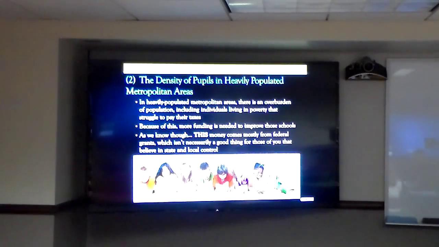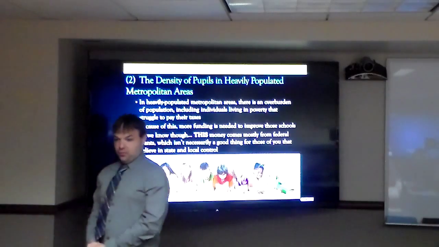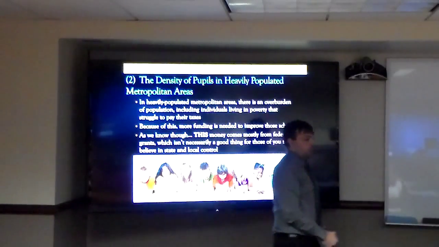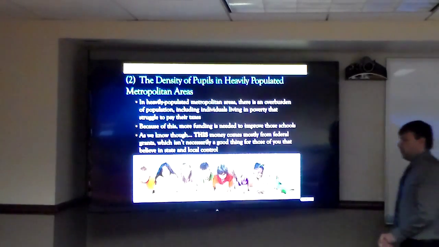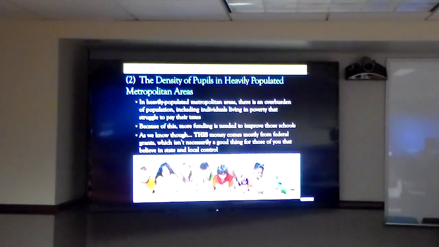So heavily populated metropolitan areas, this basically says we give more funding to them because the individuals are struggling to pay their taxes. However, this is a big, big, big idea. This money comes from federal, not state level. And that's the case all throughout the United States. In your metropolitan urban districts, most of this money comes from federal grants. If you believe in state and local control, you don't like the idea of federal grants. What happens when a federal grant comes into play? Federal accountability. That's the direct correlation with it. What happens to your autonomy with federal accountability?